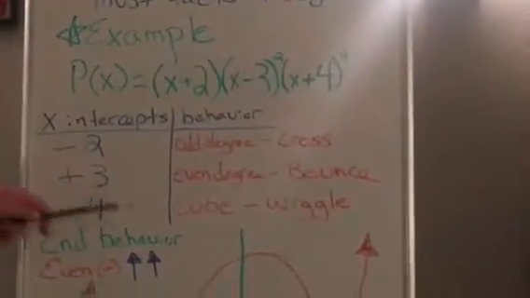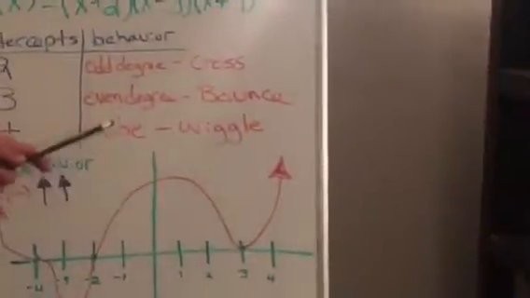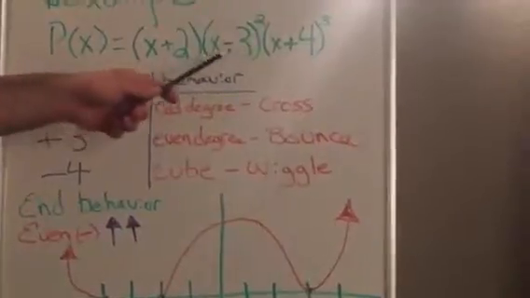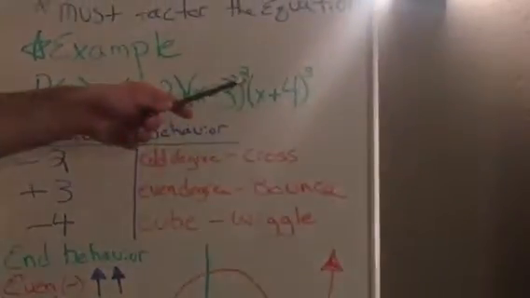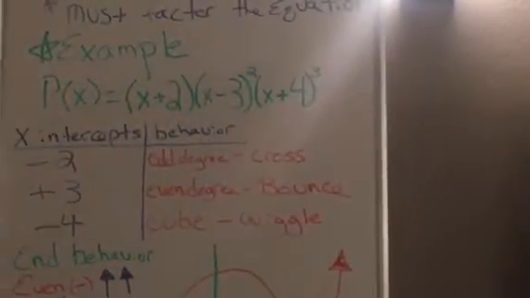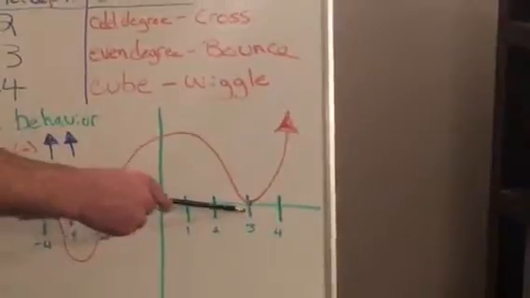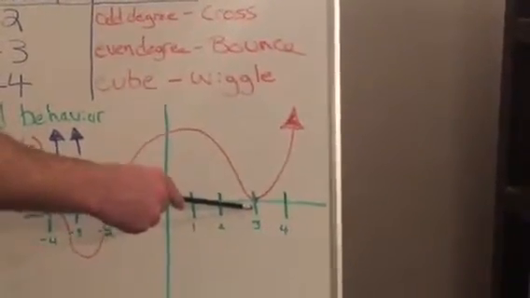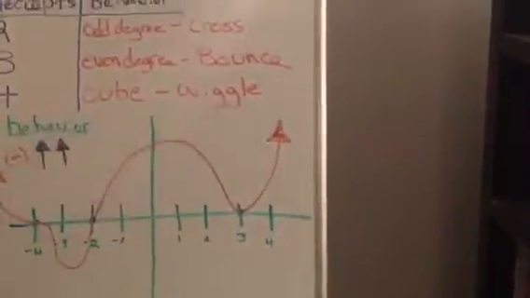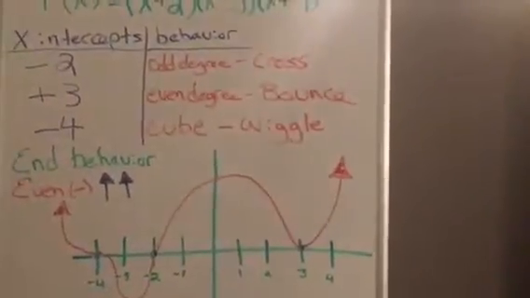For +3 on the x-axis, which is here, we have an even degree, because x minus 3 is squared, which is an even degree. All even degrees bounce off the x-axis. So if you look on the graph here, at the 3 on the x-axis, it bounces off and goes back up. It does not cross the x-axis.